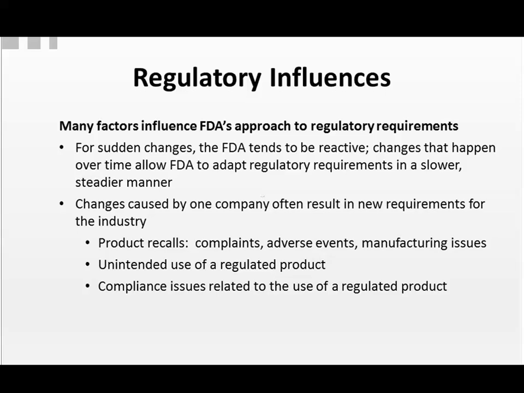Now we're going to switch gears to regulatory influences. There are a lot of different factors that affect how FDA approaches regulations and compliance. If there's, for example, some kind of issue with a product that causes death or injury, they're going to be very reactive. Whereas if it's something that is noticed over time, they're going to adapt a little bit better to it in a steadier manner, slower manner. So it depends on what's causing them to either create a regulation or modify one.